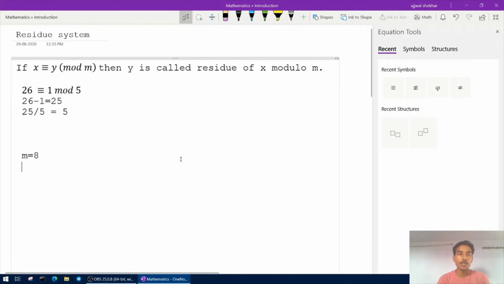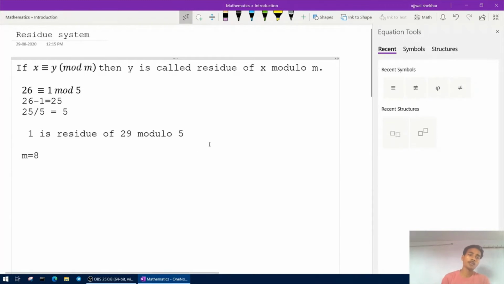So now we will be going through the residue system. If there is an expression which says that x is congruent to y mod m, then we can say that y is the residue of x modulo m. In this example, I have written 26 is congruent to 1 mod 5, and after checking if it's a correct expression, we can see we are getting a whole number. So we can say that 1 is the residue of 26 mod 5.